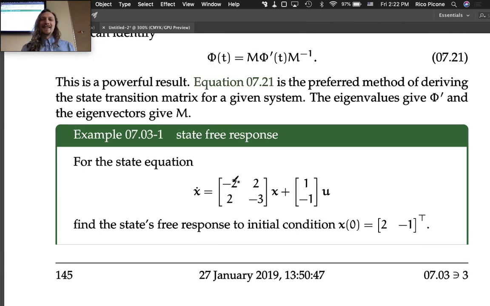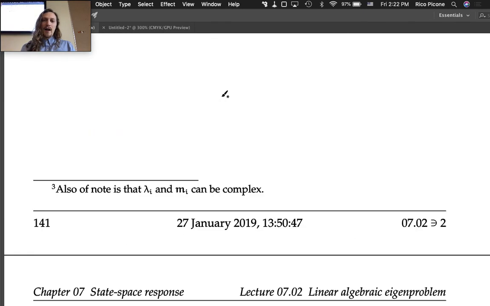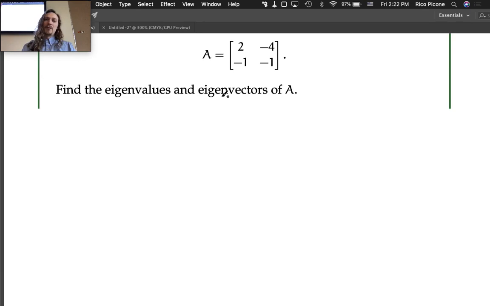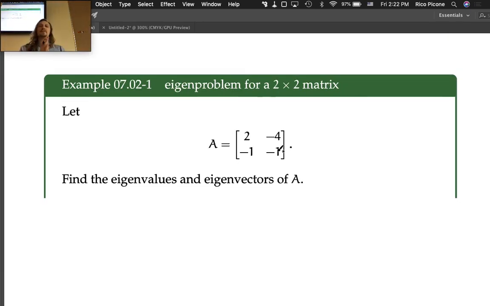Okay, so we were still, oh wait, this is the wrong one. There we go. There's all the solution that we're going to work out. You guys don't want to see that. Eigenproblem for a 2x2 matrix. We're going to do an example in lecture 7-2. We are going to let the A matrix be the one given there, the 2x2 A matrix. We're going to find the eigenvalues and eigenvectors.